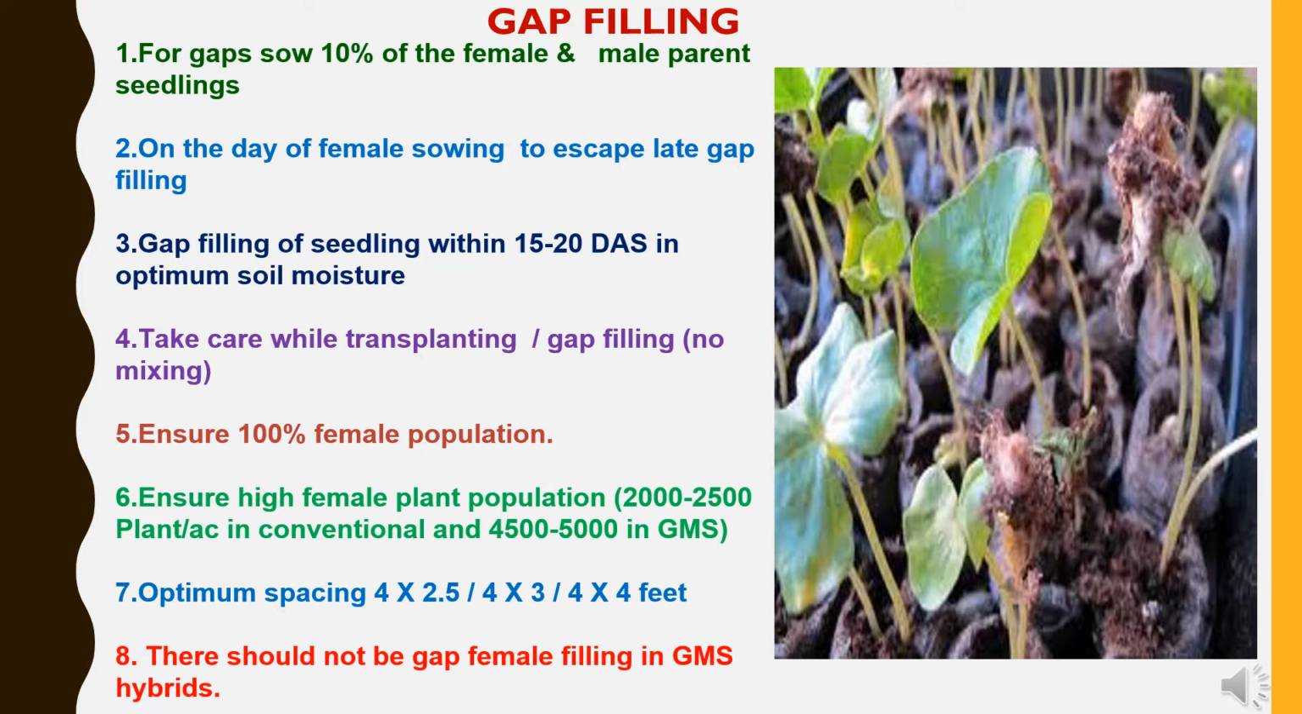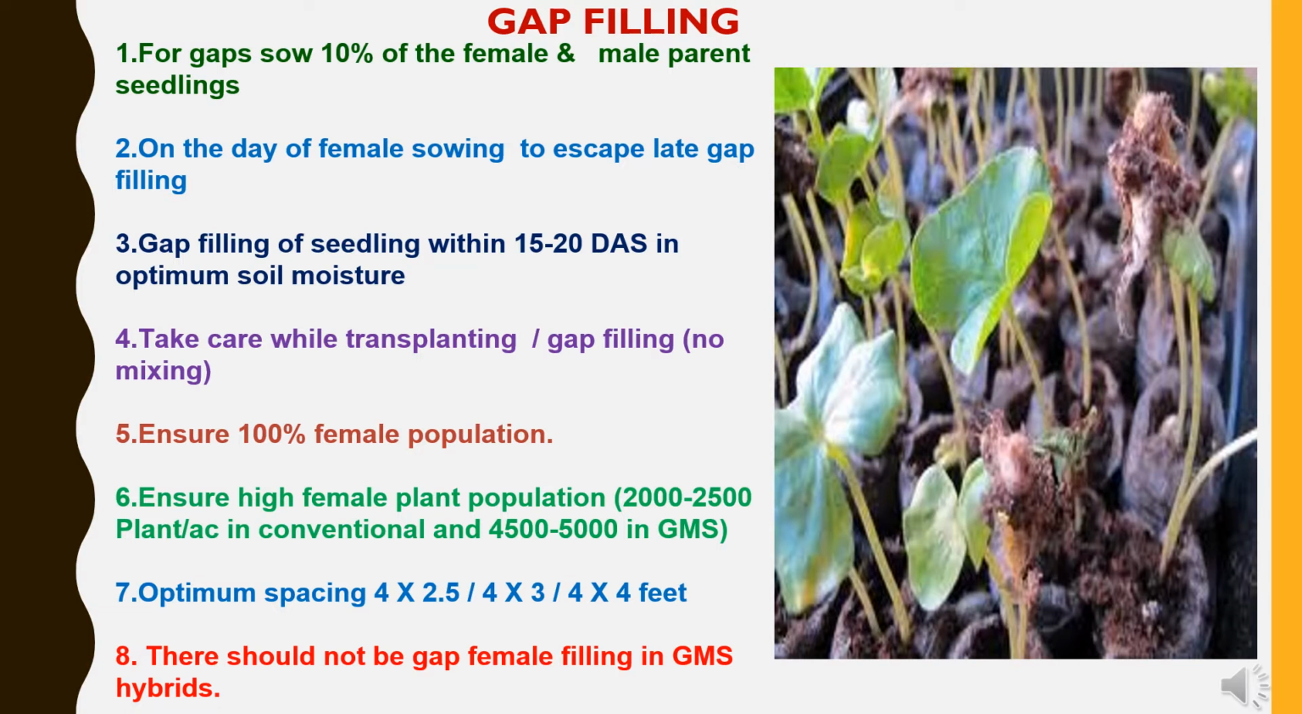For gaps, we have to sow 10% of female and male parent seedlings, and it should be done on the same day of female sowing to escape late gap fillings. Gap filling of seedlings should be done within 15 to 20 days after sowing in optimum soil moisture conditions, and care should be taken while transplanting and gap filling to avoid any mixing of male and female seedlings.